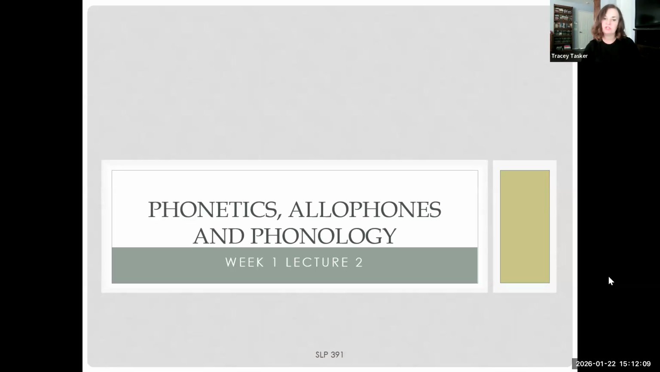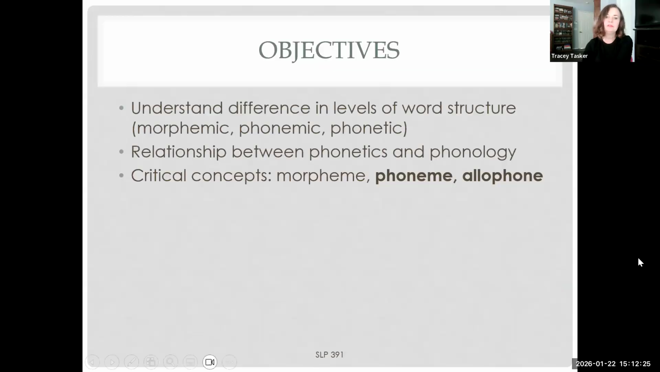In this lecture, we're going to talk more about phonetics, which we talked about quite a bit in the last lecture. And we're also going to talk about allophones and phonology, all the "pho" words we're going to learn about today. Okay, so really today, this lecture is about understanding the different terminology that was introduced in chapter 2. So this lecture really corresponds to chapter 2.